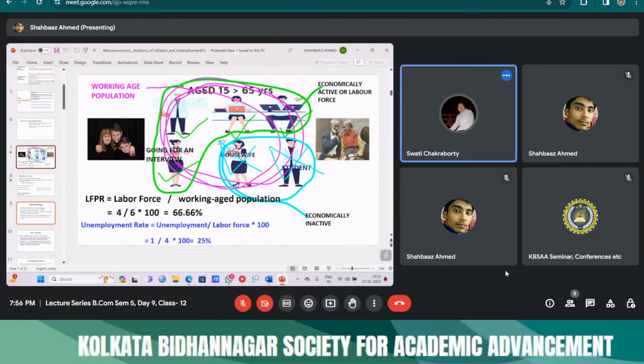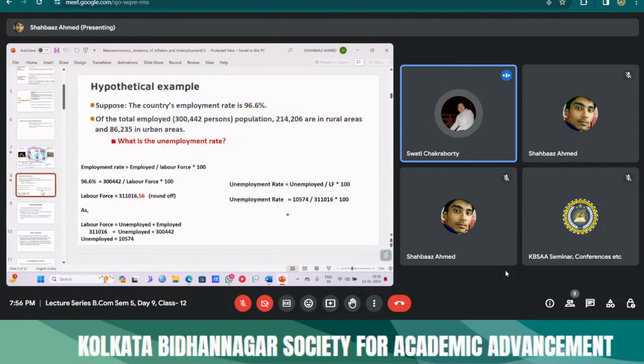Now, unemployment rate, as I said, the formula is unemployment by labor force into 100, right? Unemployment means those who are currently not working. So who is it? You see, there is one person, the lady in the picture where I've written it, going for an interview, searching for a job, who is not working at this moment. So it's only one. And the total labor force, as we've just seen, is 4 people who are willing to work. So 1 by 4 into 100 gives you 25%. That's the unemployment rate. Okay, can we go to the next slide, please?